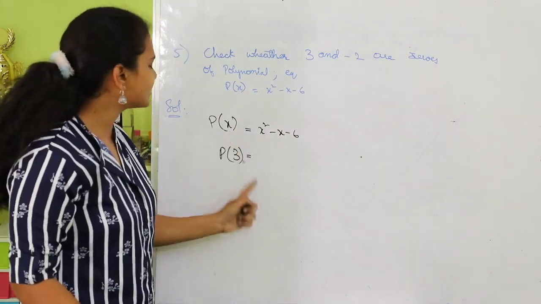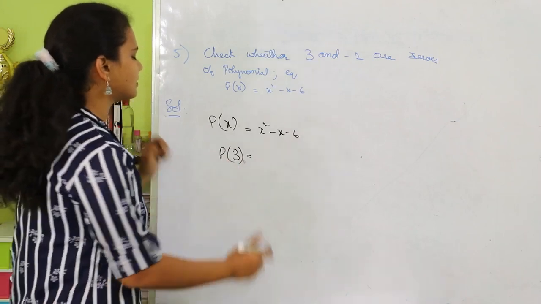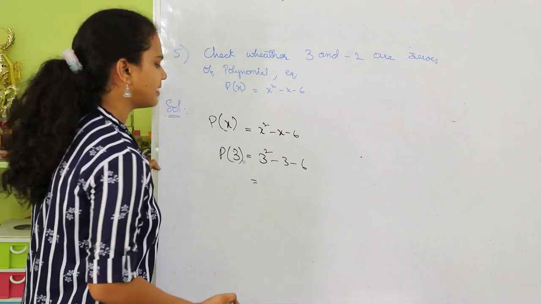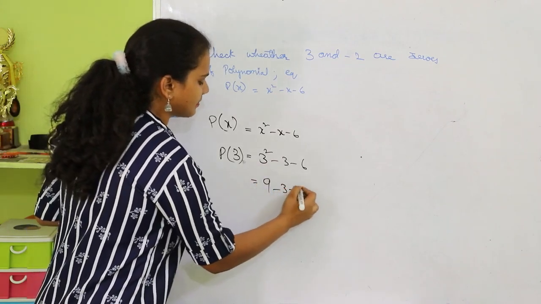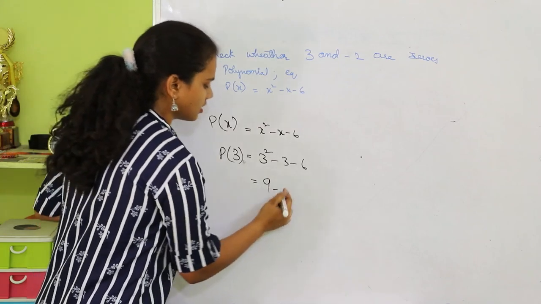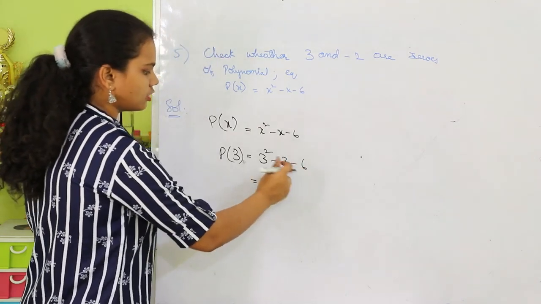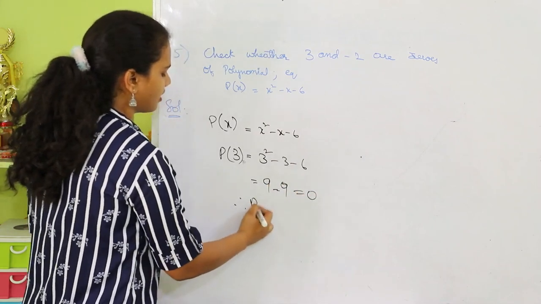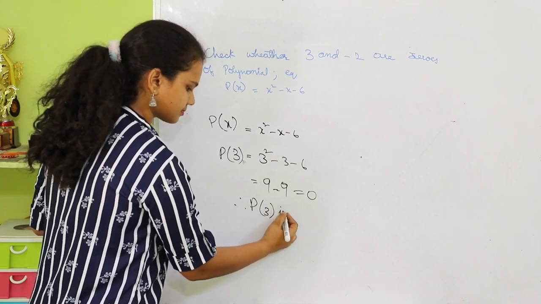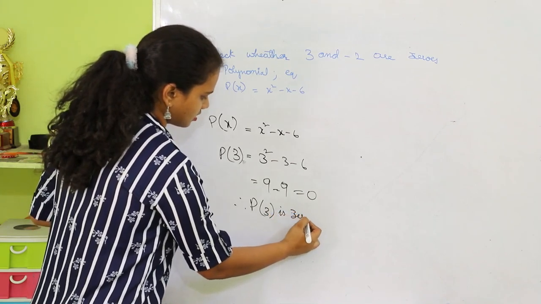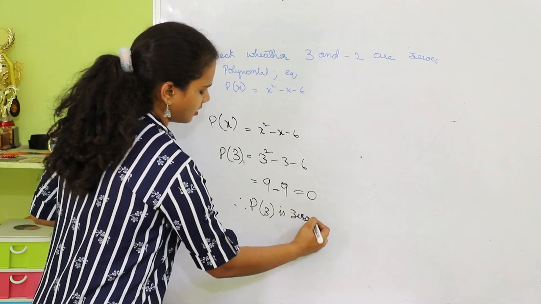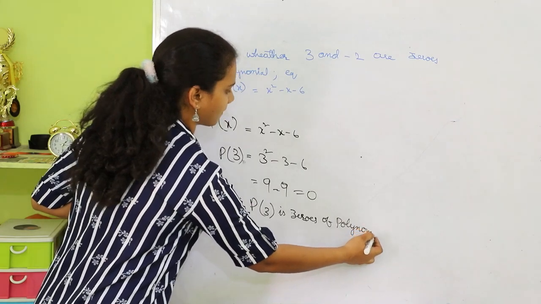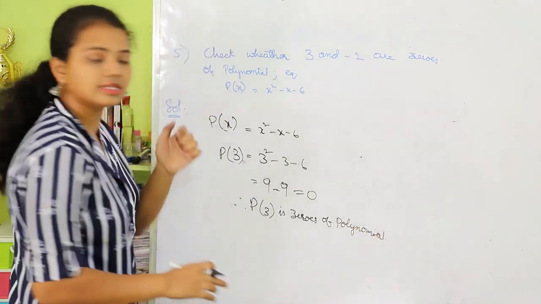Then placing x as 3, p of 3 equals 3 square minus 3 minus 6. Clear? 3 square means 9, minus 3 minus 6. Minus 3 minus 6 is minus 9, so 9 minus 9 equals 0. Therefore p of 3 is 0, so 3 is a zero of the polynomial. Clear?